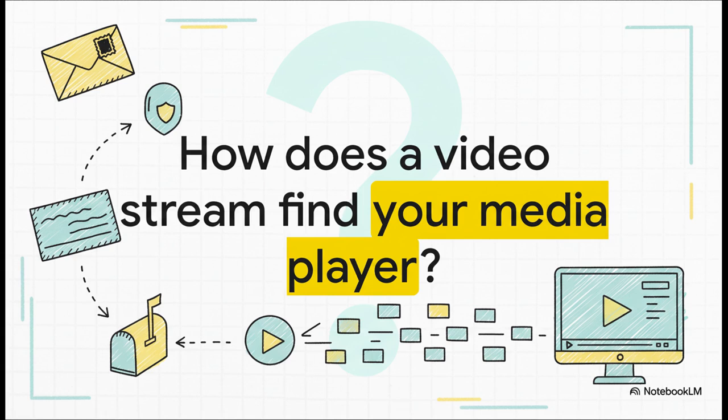Really think about it. When data hits your computer, it's all just a jumble of ones and zeros. So how in the world does your device know that this chunk of data is the next scene in your movie and not the text from a new email? How does it all get sorted to the right place?